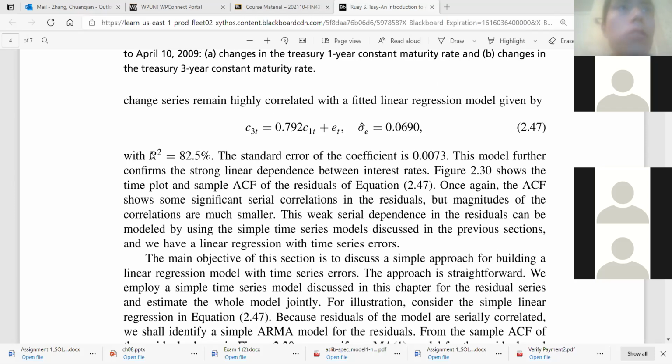Okay, and R square, I still haven't mentioned that. The R square here is 82.5%. I would like to say this number is very, very high. 82.5% simply means that the variation in the 1-year rate can explain 82.5% of the variation in the 3-year rate. So, can we say the model is definitely good? No, we can't do so. The reason is that we still need to look into whether there is any dependence in the error term. R squared, definitely the higher the better, but sometimes it gives us the wrong information.